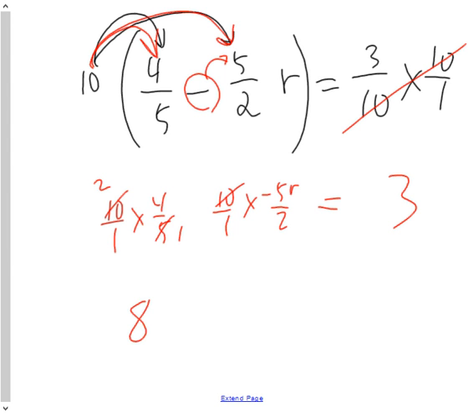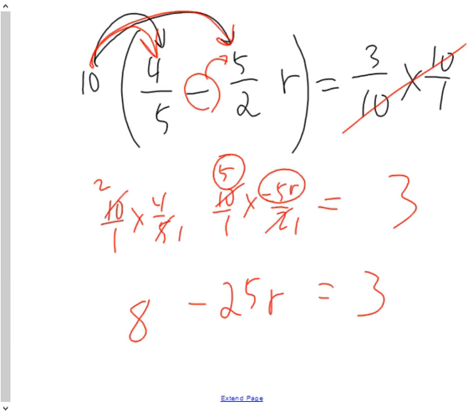Then if you cross-reduce here, 10 over 2 is going to become 5 over 1. 5 multiplied by negative 5r is going to become negative 25r. Okay? Equals 3. So what we've done by multiplying both sides by 10 is we've created this much simpler two-step algebraic equation that doesn't have any fractions.